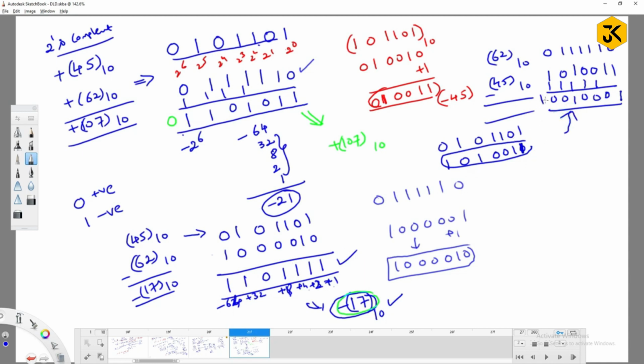When the result is in 2's complement, what you have to do? What is this value? 1 represents minus. So are you getting the minus or not? Yes. But try to calculate. This is now minus 128. And then this is 16. And this is 1. So if you remove 17 from 128, you are going to get minus 111.